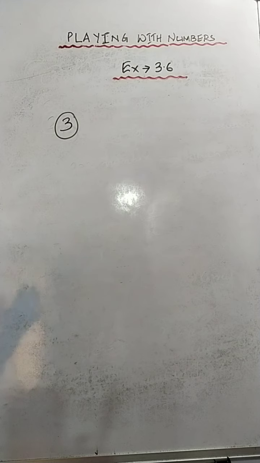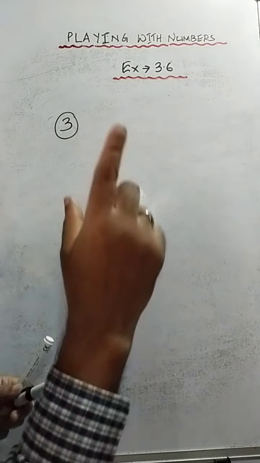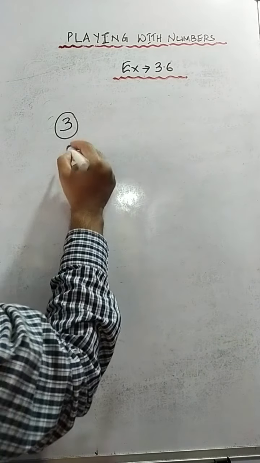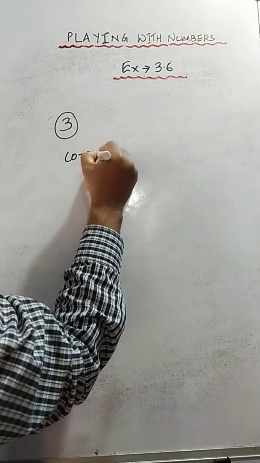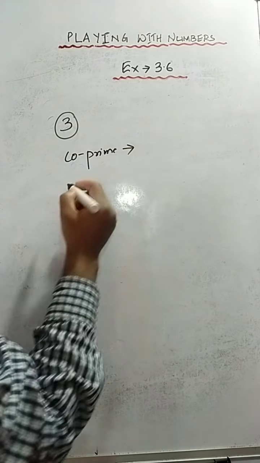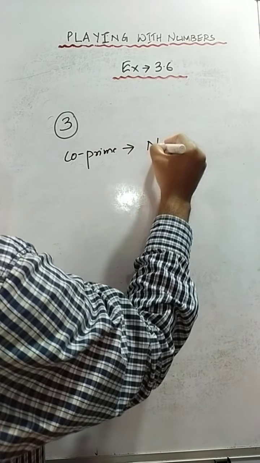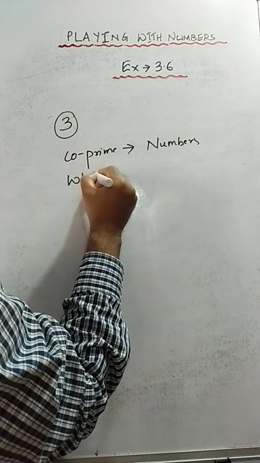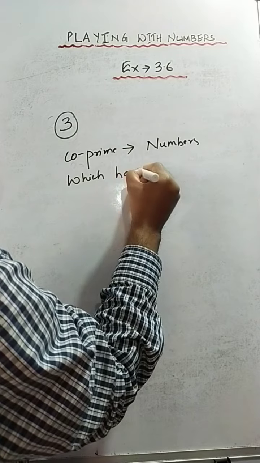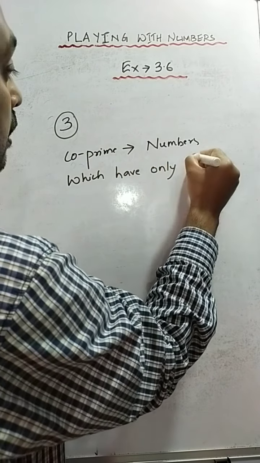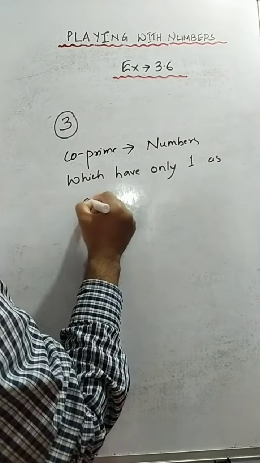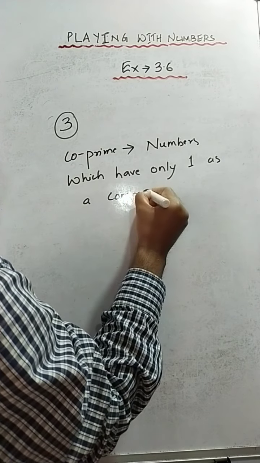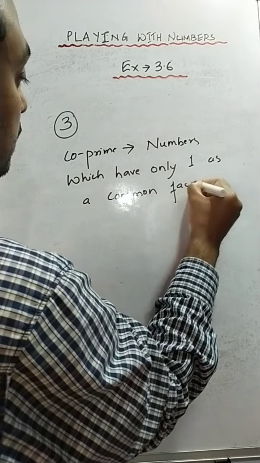Now let's see what a co-prime number is. What is a co-prime number, students? We know that co-prime numbers are those numbers which have only one as a common factor, isn't it? So let me write the definition: numbers which have only one as a common factor. One as a common factor, students.